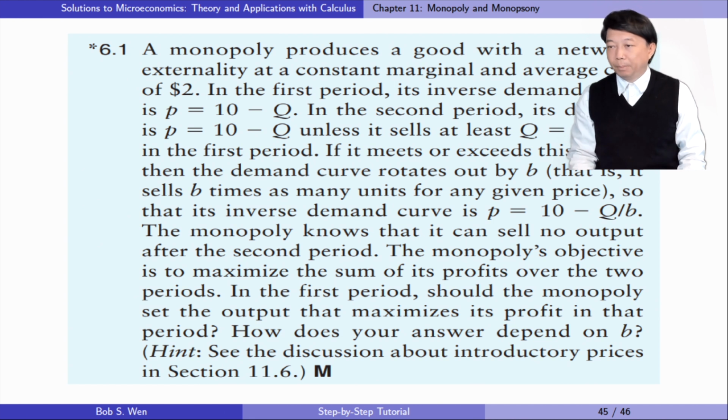We address the problem in 3 steps. In the first step, we calculate the total profit of the two periods if the monopoly maximizes its profit in the first period. In the second step, we calculate the total profit if it does not maximize its first period profit but produces 8 units in the first period. In the final step, we compare the two total profits and find how it depends on the parameter B.